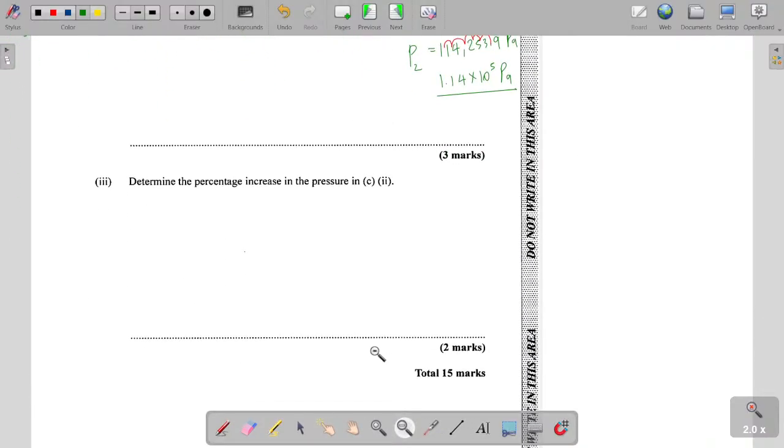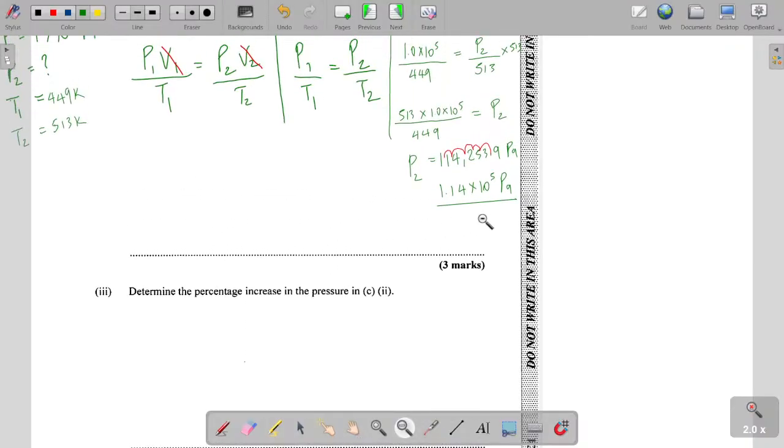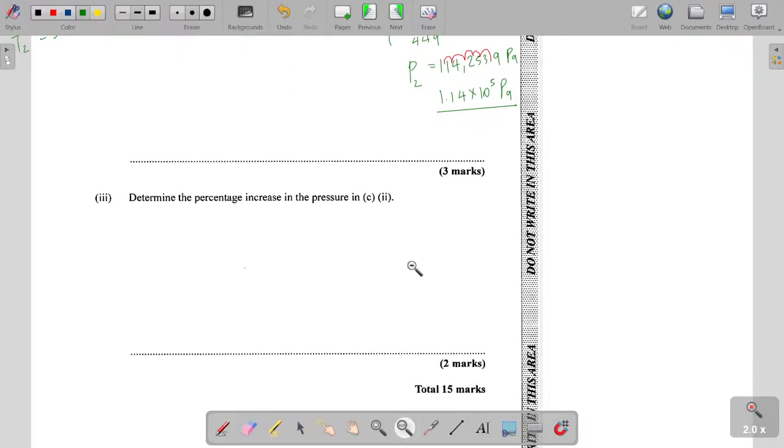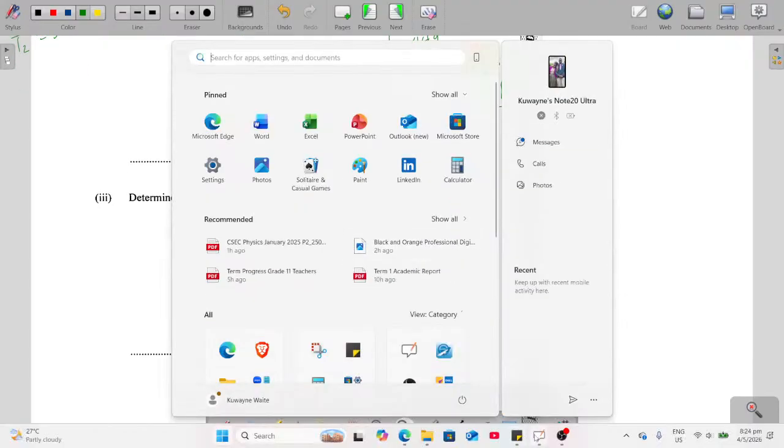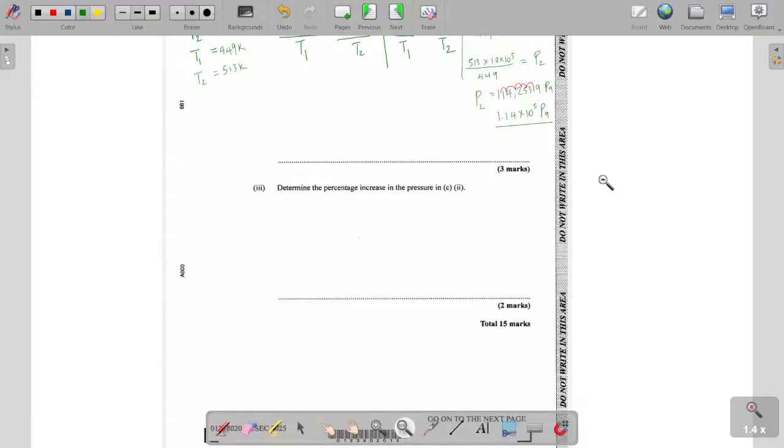All right, last question now. It asks us to find the percentage increase in pressure based on our information here. So how do we find our percentage increase? It is very simple. The percentage increase will be equal to the change in pressure, so P2 minus P1, all divided by P1, times, since it's percentage, 100.